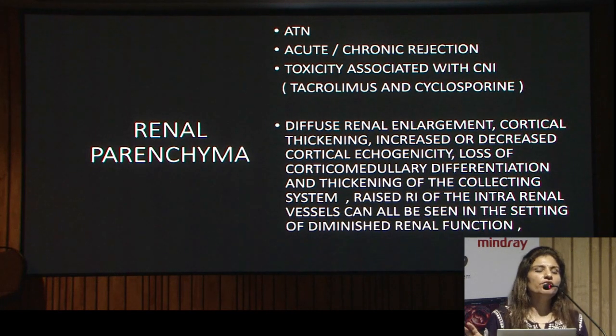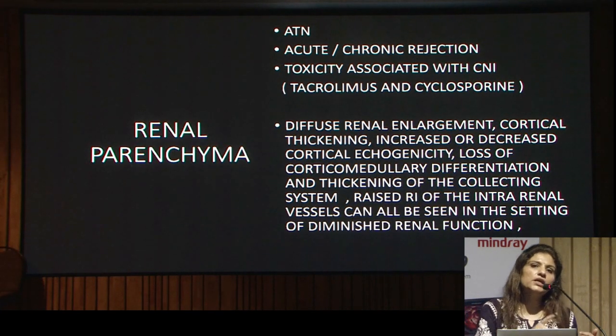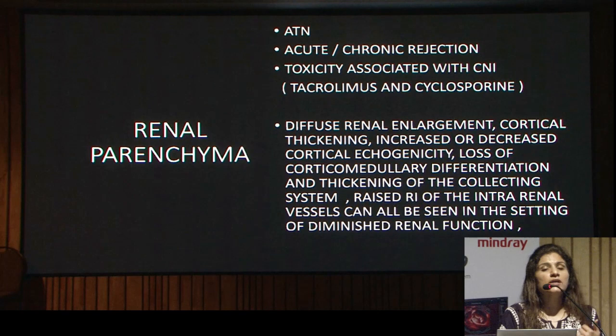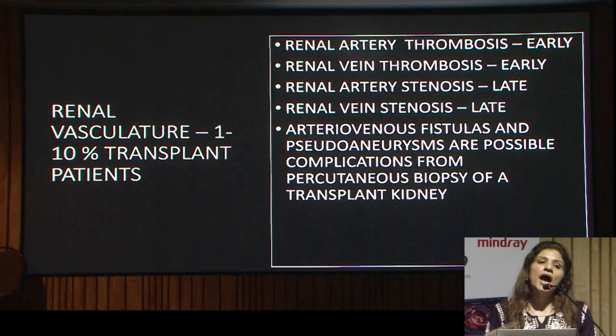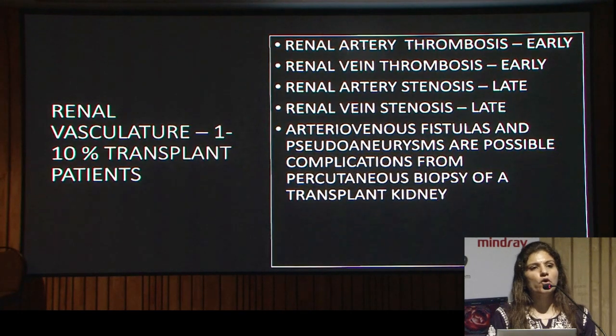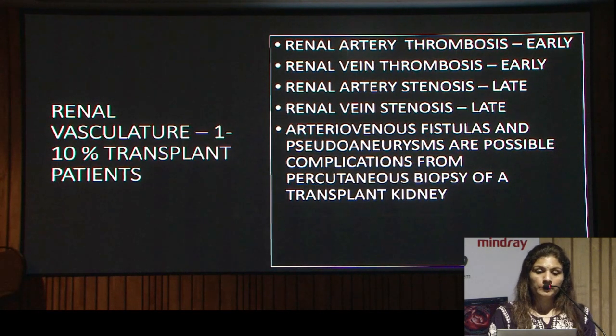So we cannot differentiate ATN from drug toxicity or acute or chronic rejection. What we can mention is there is altered echogenicity and raised RI. This is going to be a biopsy diagnosis. So we could just say, yes, there is increased echogenicity, the renal artery and vein are patent, there is altered echogenicity, and we need to go ahead with a biopsy to diagnose what exactly is going on.